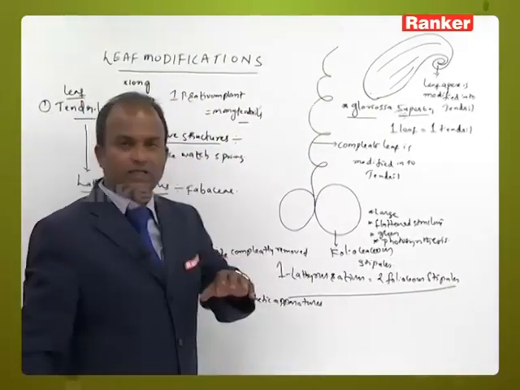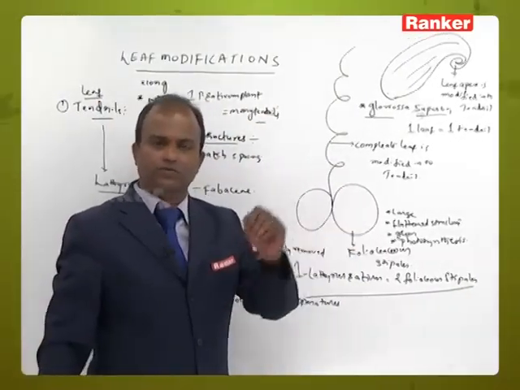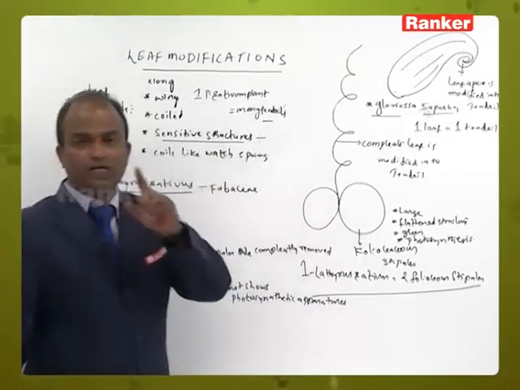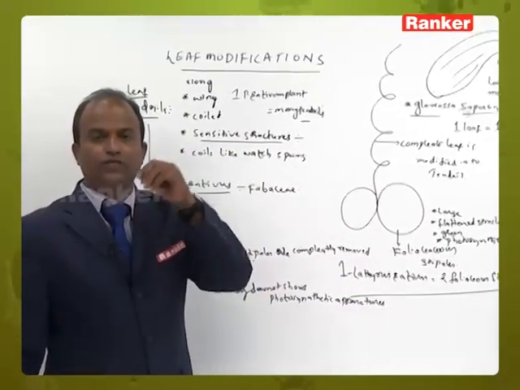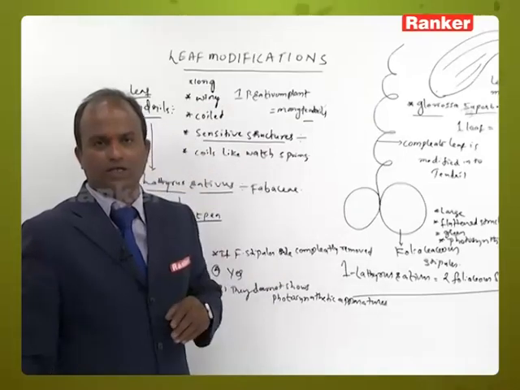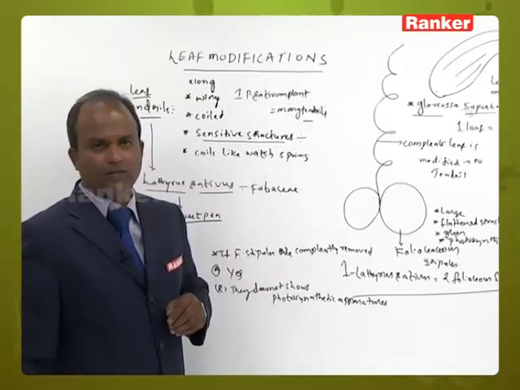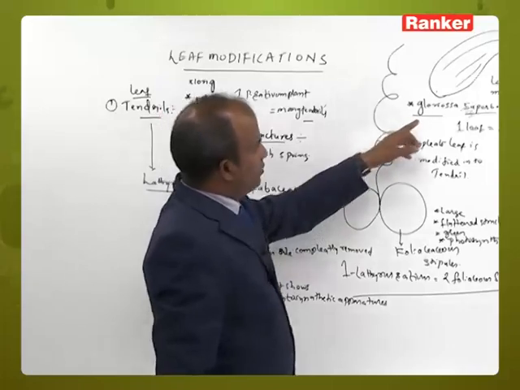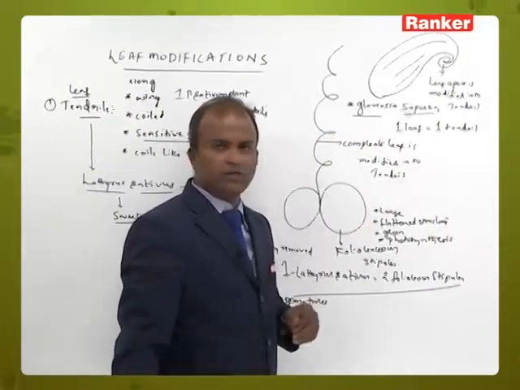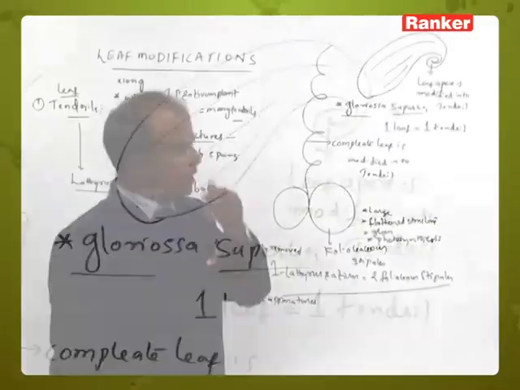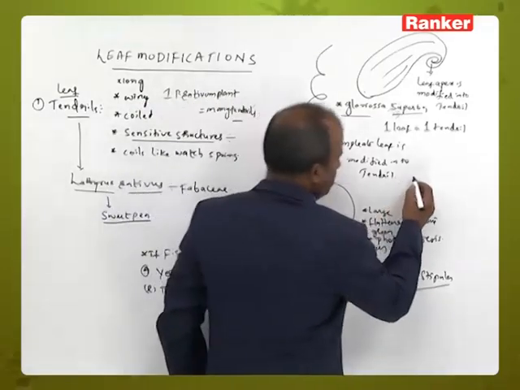Whereas in Lathyrus sativus, one leaf is equal to one tendril. But in Pisum sativum, one leaf is equal to many tendrils. And this is about the example Gloriosa superba.